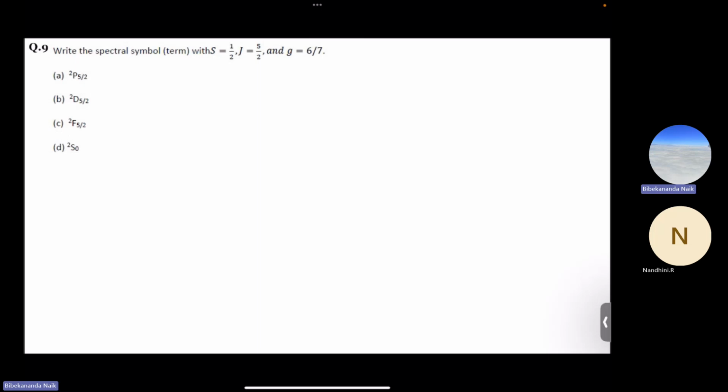So if you see here, S, J and g are given. But in order to write the spectral symbol, we need the value of L. What will be the value of L? From the value of g, we can derive the value of L. So if you use the formula of g from the previous question, we can easily calculate the value of L. And since S and J are given, when you know the value of L, we can easily write the spectroscopic notation of the given term. So please try this question, and after some time we will solve and find out the correct answer.